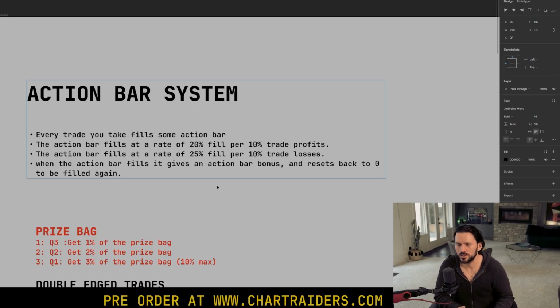So we have the option: do we punish people for having bad trades, or do we give them a slight advantage? Use the comment section to let me know exactly what you think would be appropriate here, or any changes you might want to make, or any different action bar bonuses as we go through it.